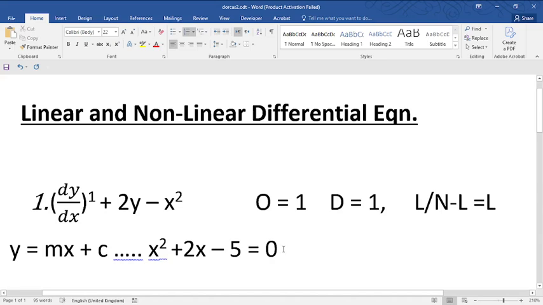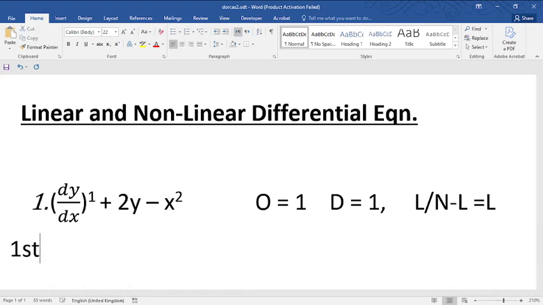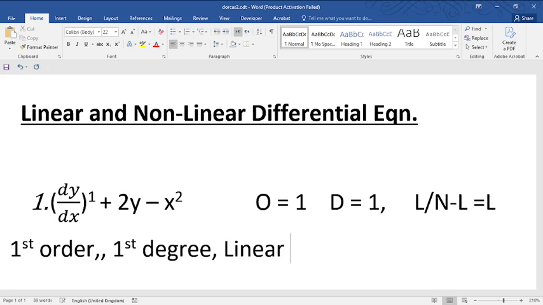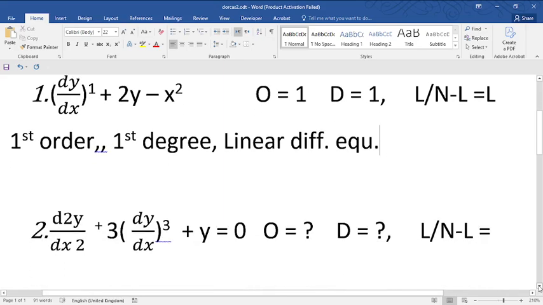So if you want to name this one, you are going to write it as a first order, first degree, linear differential equation. That is for the first question. Let us quickly move to the next question, which is question number 2.